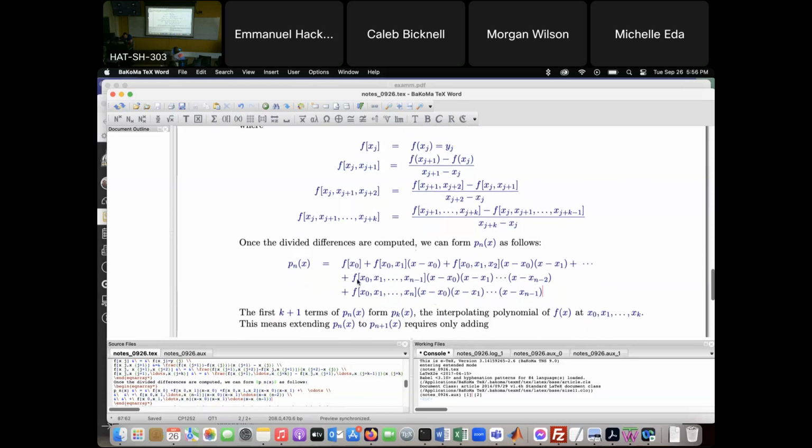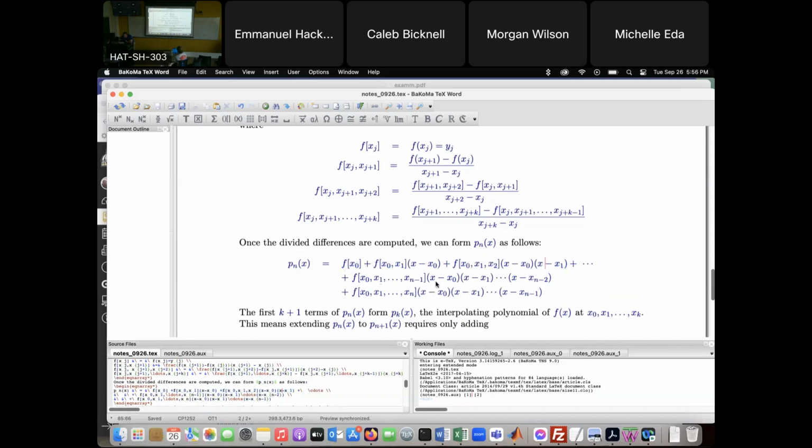So it turns out that in describing this Pn of x, I've actually given more than that. This first term right here, that's P0 of x, and interpolates at x naught. The first two terms are P1 of x, that interpolates at x naught and x1. The first three terms are P2 of x, a second degree polynomial, that interpolates at x naught, x1, x2. So every time I add on a new term, I'm getting a new interpolating polynomial that accounts for one more point.